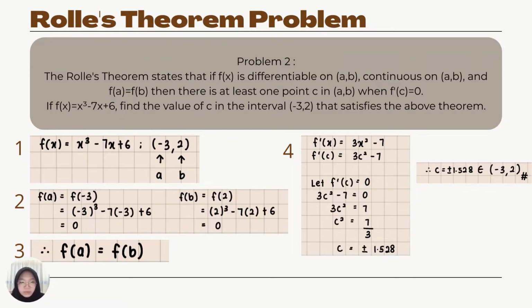Next, we find the value of c in the interval. So we differentiate the function f(x) and we get f'(x) equals 3x squared minus 7.